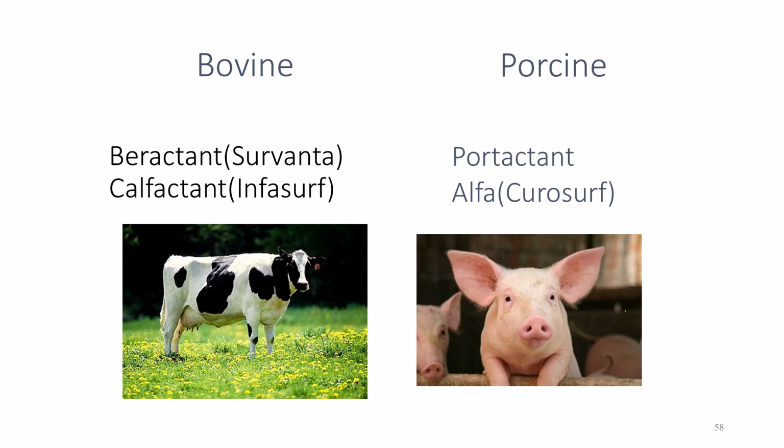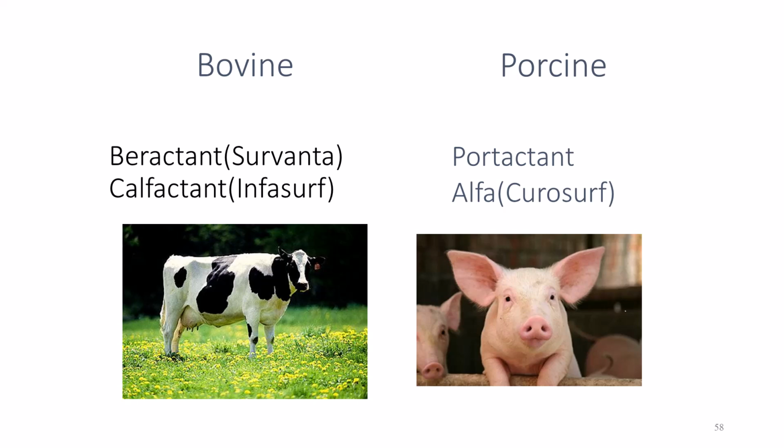Porcine-derived surfactants are often noted for their rapid onset of action and ability to improve oxygenation quickly. The key differences between bovine and porcine surfactants lie in their source material, preparation methods, and the specific composition of their phospholipids and proteins.